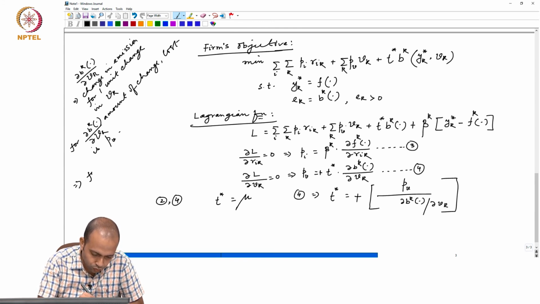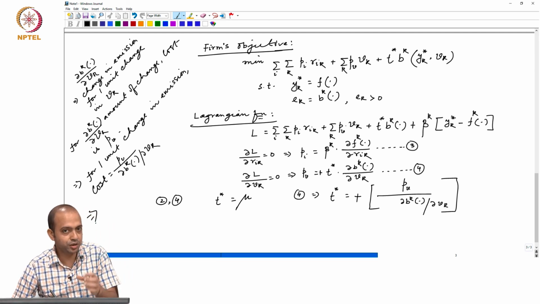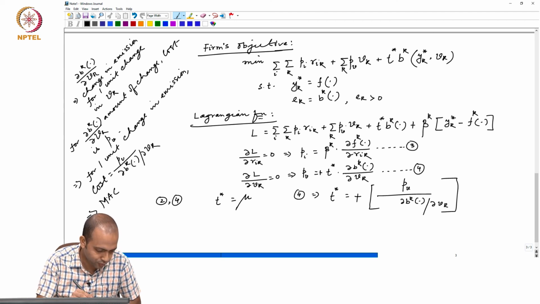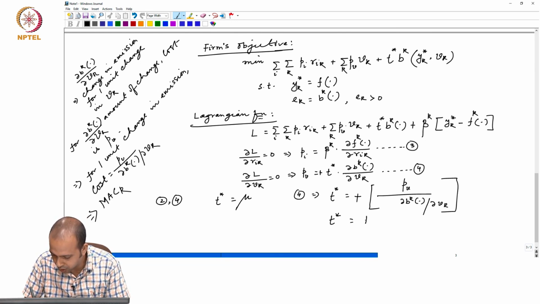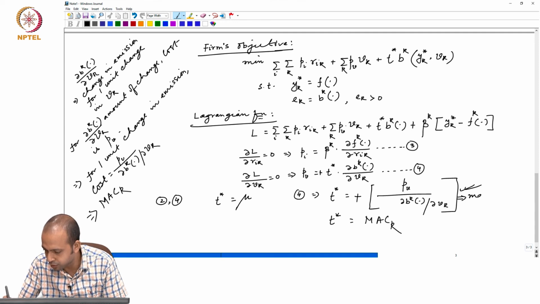So, for 1 unit change in emission, the cost is P_V divided by this del B_K del V_K. That is nothing but, for 1 unit change in emission, the cost I incur is the marginal cost of abatement for the kth firm. So, T star equals MAC, the marginal cost of abatement for the kth firm.